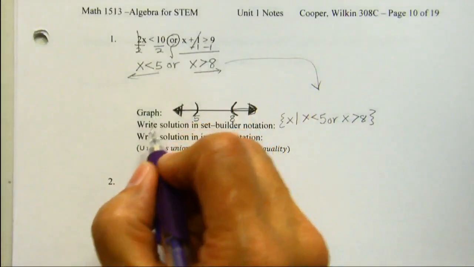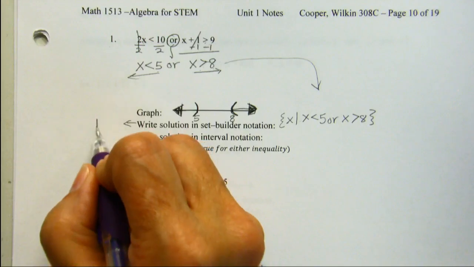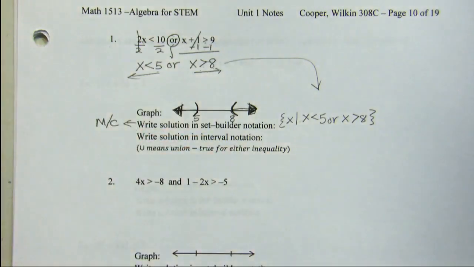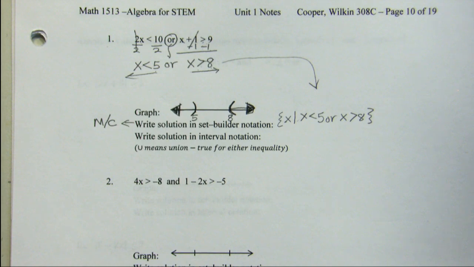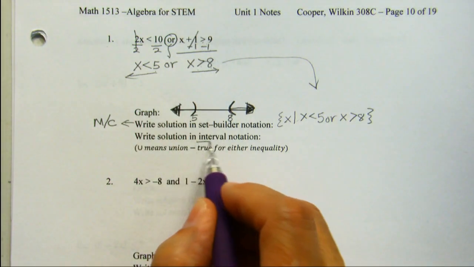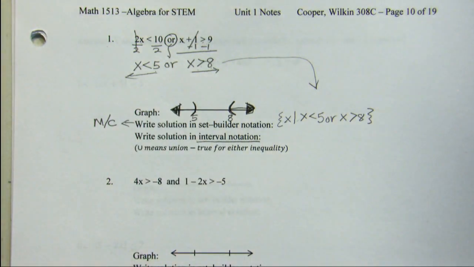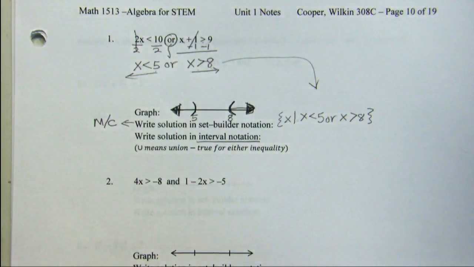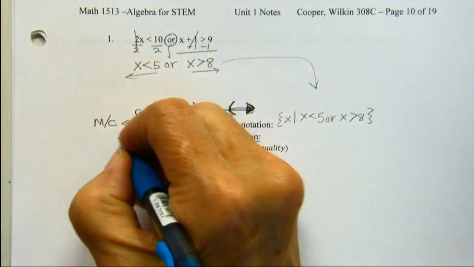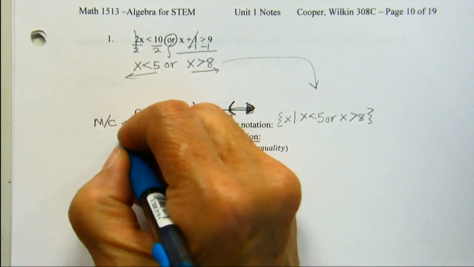Okay, I have a note: set builder notation is multiple choice on your WebAssign, but we will look at that for a moment when I get done with this section. Okay, next is interval notation. Interval notation on disjunctions is rather complicated. Make special note of this. You will see this again.